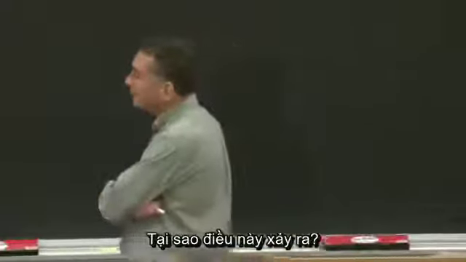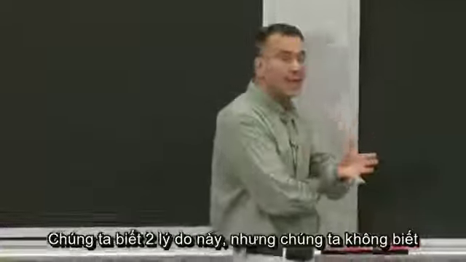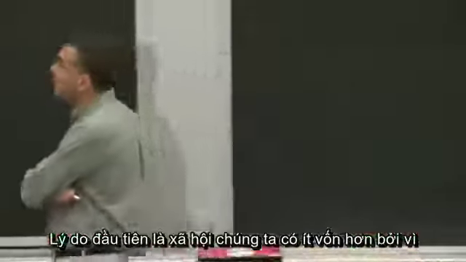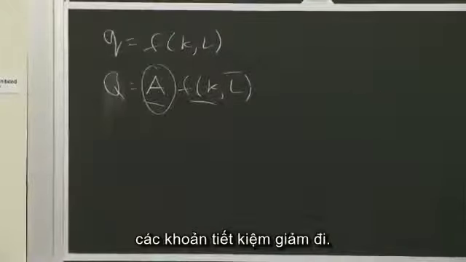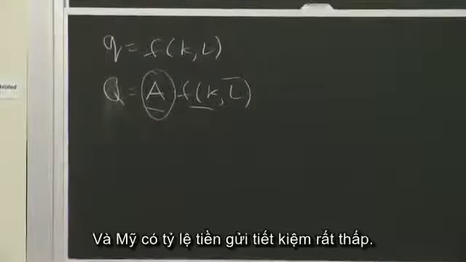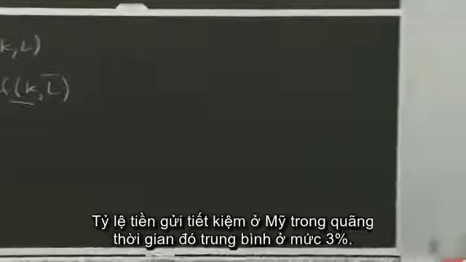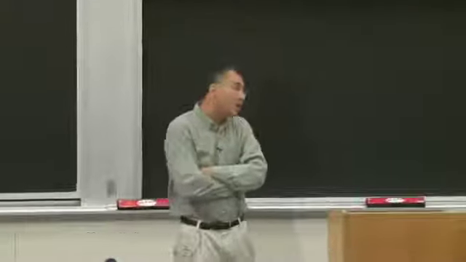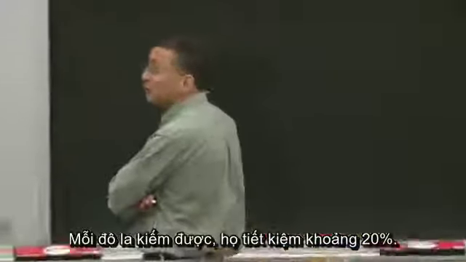Why did this happen? Well, we don't exactly know, but there's two good candidates. We know the two candidates, we just don't know the right proportions. One is that we had less capital in our society because savings fell. The amount of savings US households do fell dramatically. And the US has a very low savings rate. The US savings rate over this period averaged about 3%. That's every dollar we earned, we saved about 3% as a society, compared to countries like Japan where it's more like 20%. Every dollar they earn, they save about 20%.